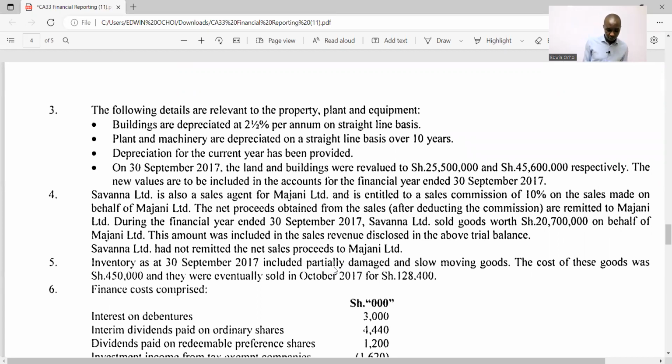So number 5, inventory as at 30th September 2017 included partially damaged and slow-moving goods. The cost of these goods was 450, and they were eventually sold in October 2017 for 128,400. How do we account for inventory? Using which standard? Which standard?